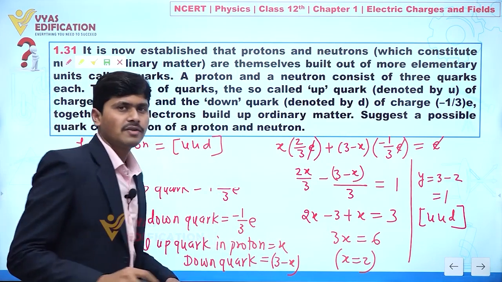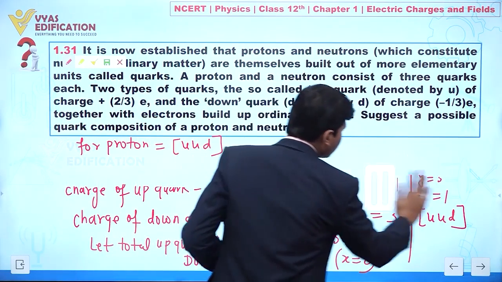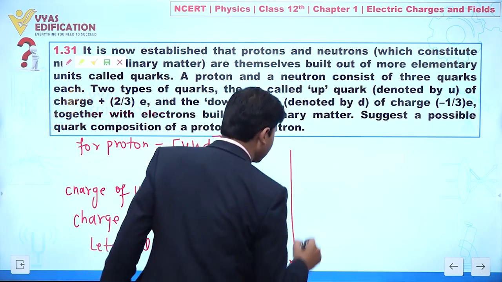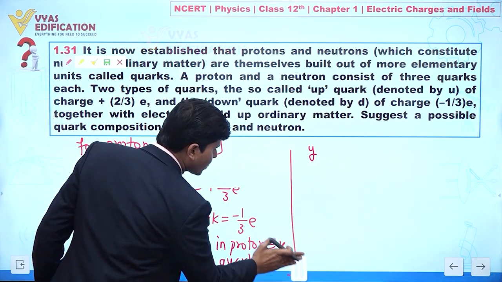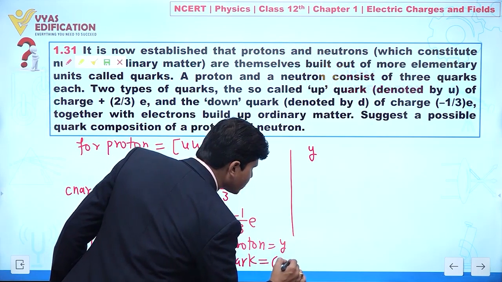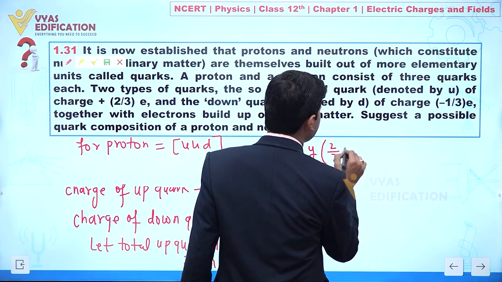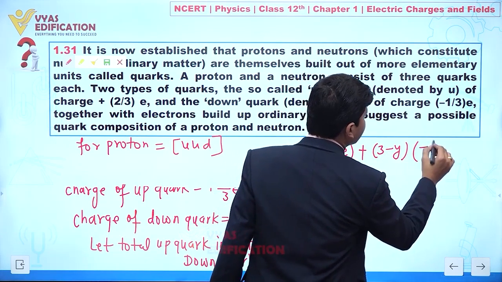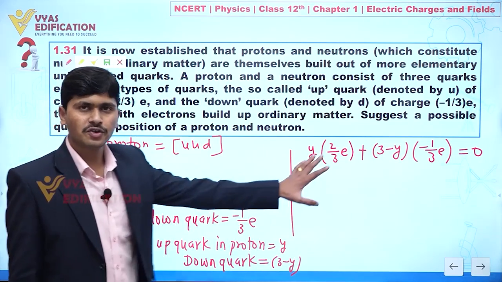Clear? Now we are going to calculate for a neutron. Clear? So we know the charge on a neutron is 0. So we can write, let's suppose I am assuming the total number of up quarks in a neutron is y, so the number of down quarks is 3 minus y. Clear? The charge of an up quark is 2 by 3 e, plus (3 minus y) times minus 1 by 3 e, and the total charge we have is 0. This is for a neutron. Clear?